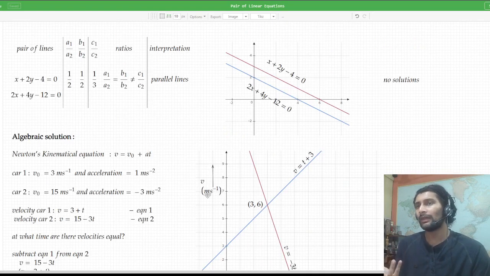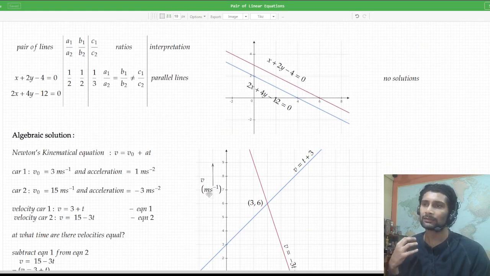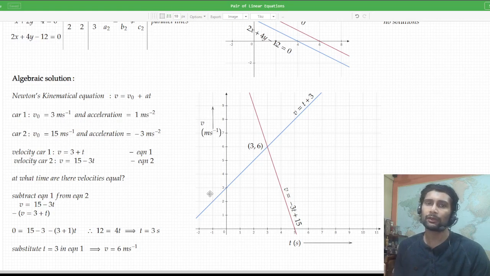Now, why is this important? This kind of linear equations are something that we'd call optimization problems if these two lines intersect. So what we can do is take Newton's kinematic equation and write v is equal to v naught plus at, where v naught represents the initial velocity, a is the acceleration and t is the time. Let's say there's a car 1 that has an initial velocity of 3 meters per second and an acceleration of 1 meter per second square. And there's another car 2 that has an initial velocity of 15 meters per second, but it is decelerating at 3 meters per second square.